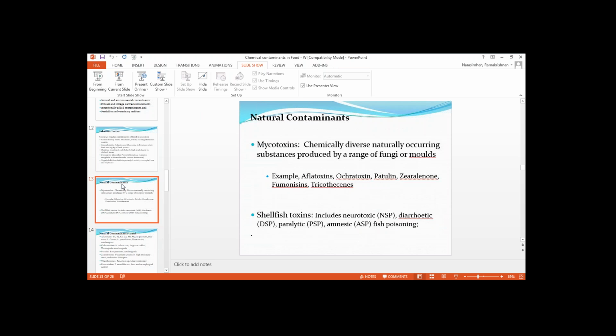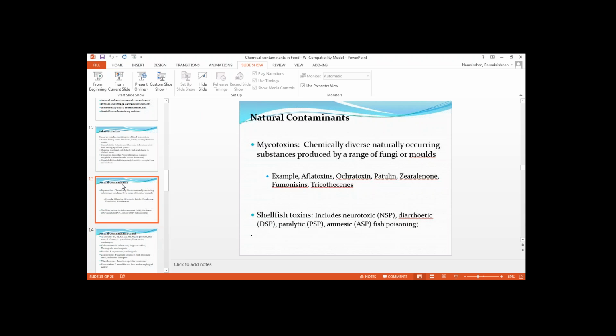Let me move on to the next slide, that is natural contaminants. The most important thing here is mycotoxins. Mycotoxins are basically substances produced by a range of fungi or molds. They have toxic effects on both humans and animals, ranging from acute toxicity and sometimes even death. They may also impair or suppress immune functions. They may lead to tumor formation, cancers and all kinds of chronic diseases, actually.